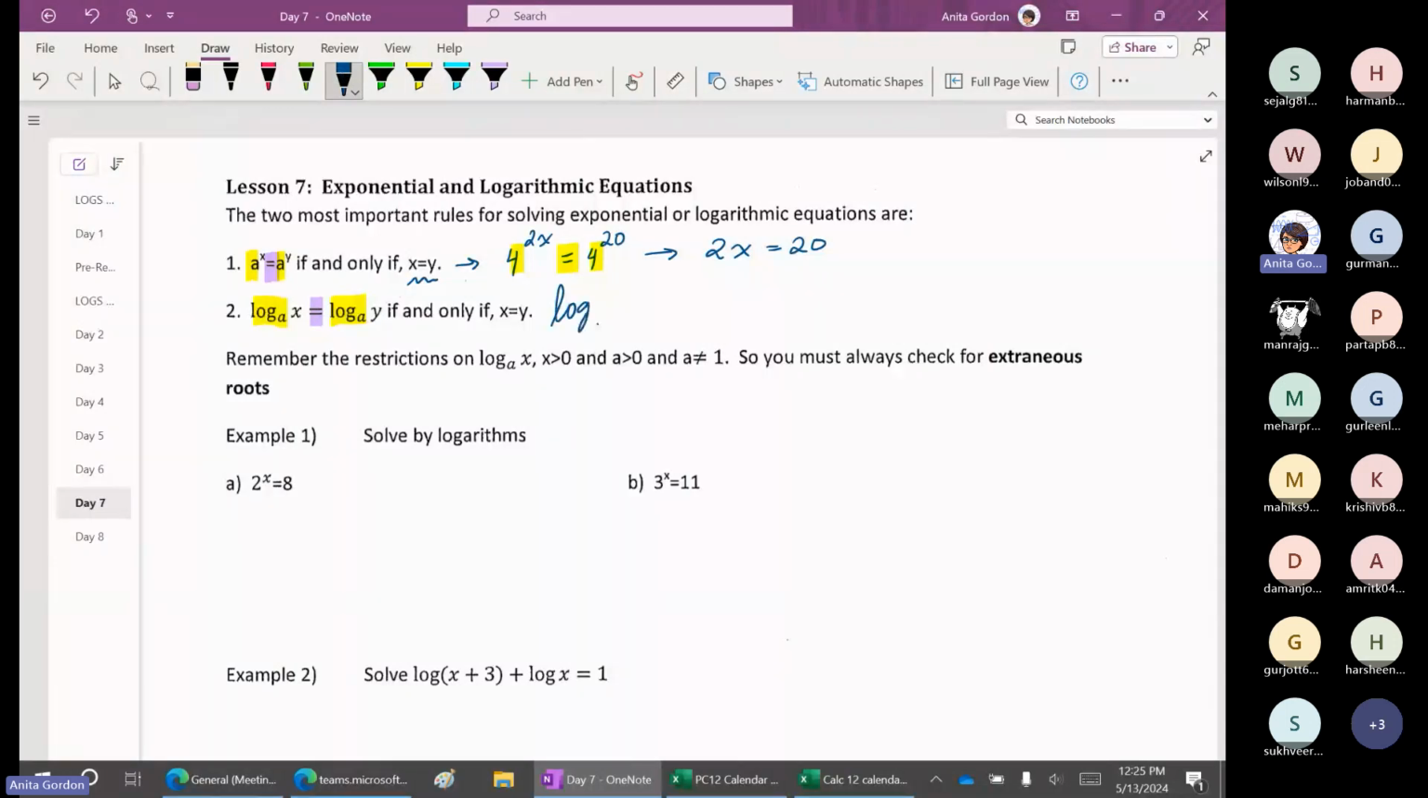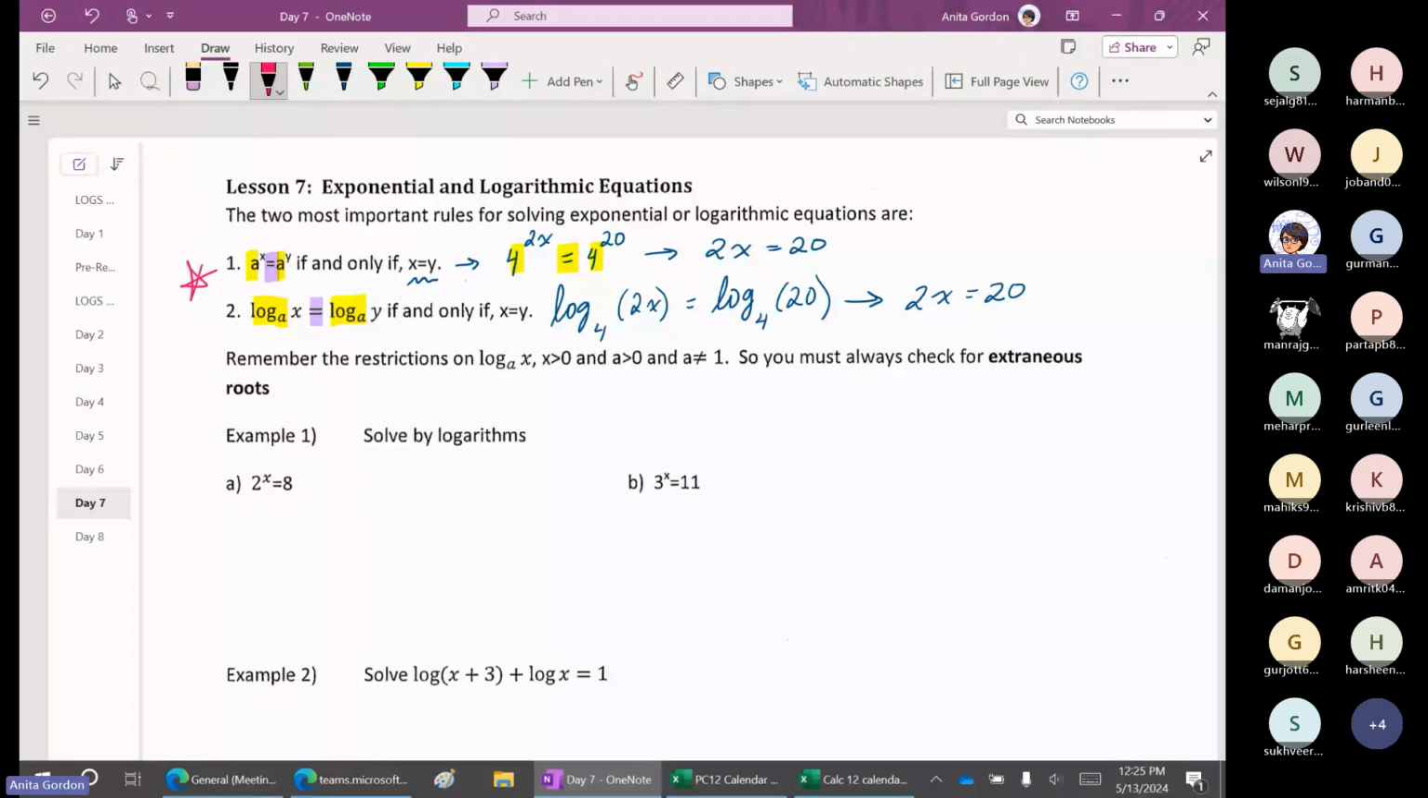If I have log base 4 of 2x and it is equal to log base 4 of 20, I have two logarithms with the same base. The equation tells me they are equal to each other. Therefore, the insides must be equal to each other. And I can just ignore the stuff on the outside because everything on the outside is the same on both sides. Okay, so we're going to use these to our advantage today.